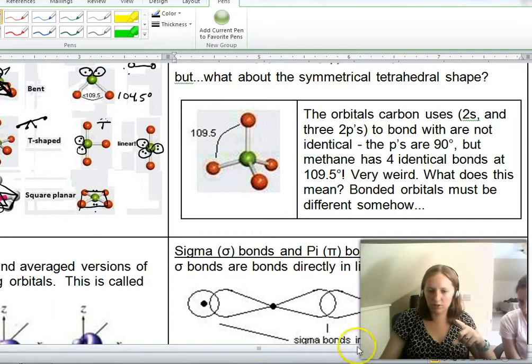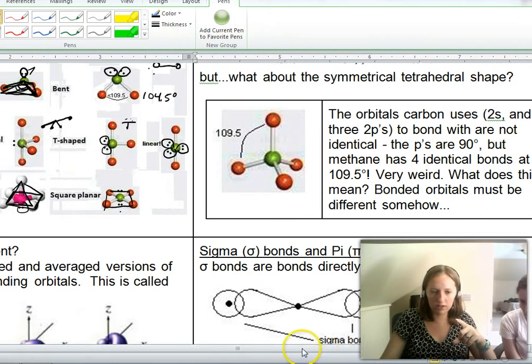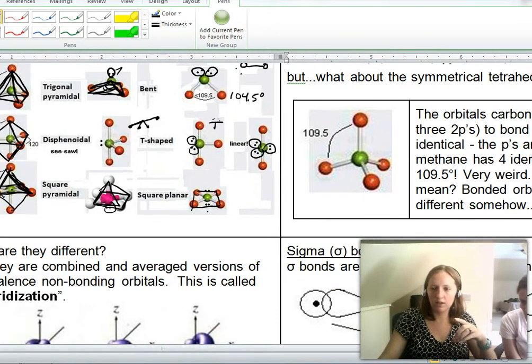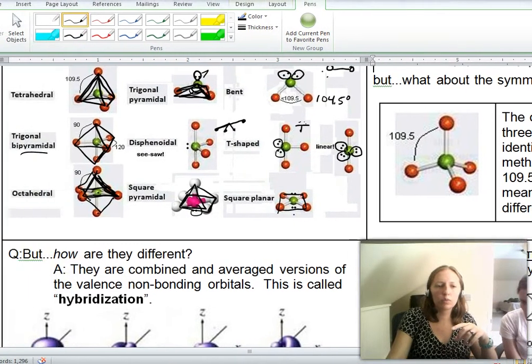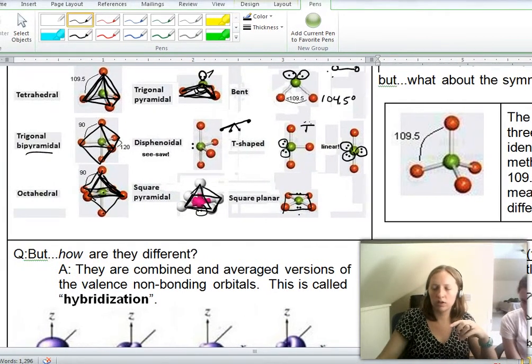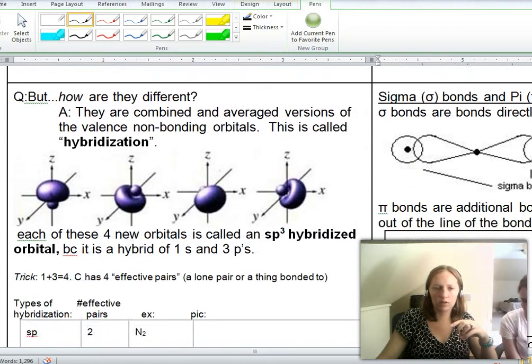Right, the answer is on the next box. Slide this way, and slide this that way too. There we go.